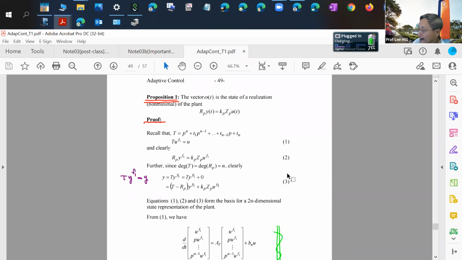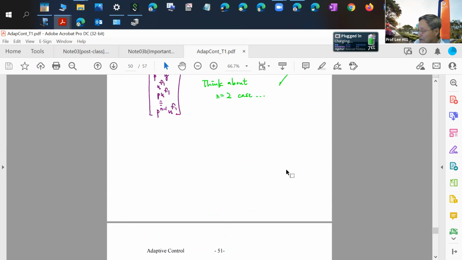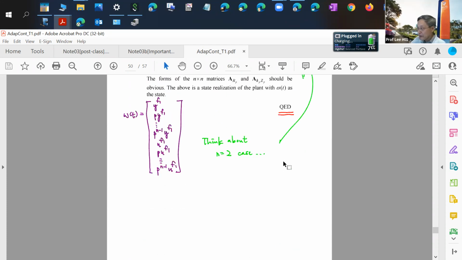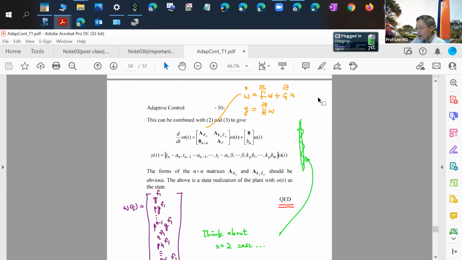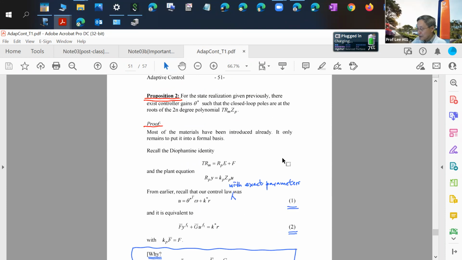All right. So you should be able to do this. Okay, so that proves proposition 1. Proposition 2 is also straightforward. The moment you prove proposition 1, you will get all your matrices, and then your 2n state vector, you multiply by the gains, you put them in.